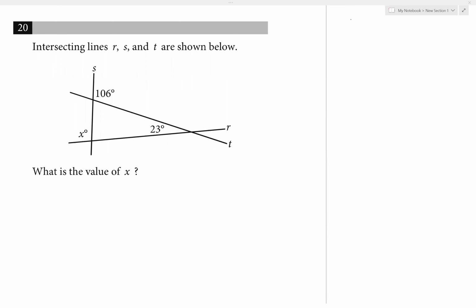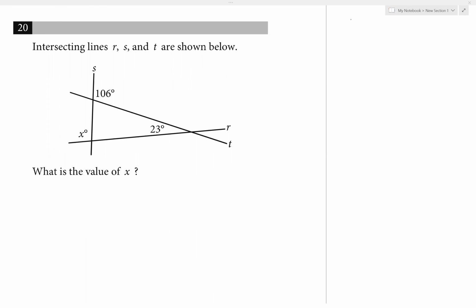All right, number 20. Intersecting lines R, S, and T are shown below. What's the value of x? Okay, so this is a geometry question, and we're working with intersecting lines, and we also have a triangle.